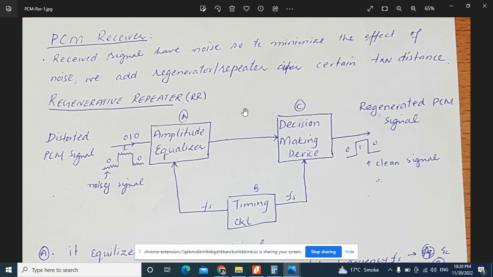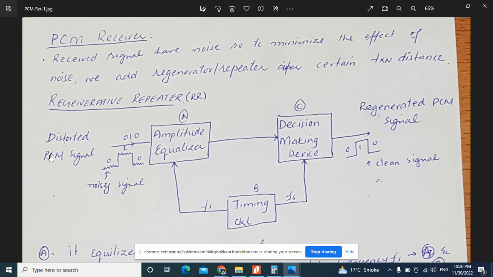So before going into full detail of the PCM receiver, we will first discuss the regenerator or repeater, because we know that the received signal has noise. To minimize the effect of noise, we add a regenerator or repeater after a certain transmission distance. The basic block diagram of the repeater is given in this format.